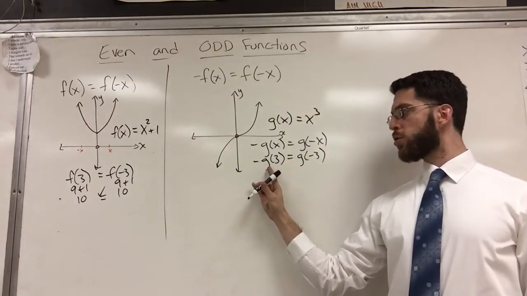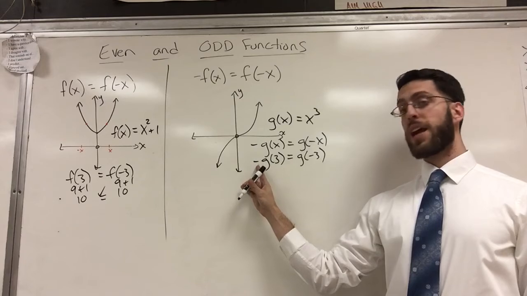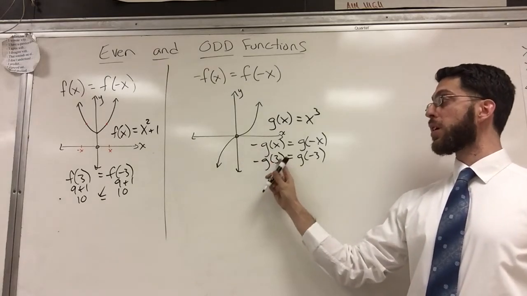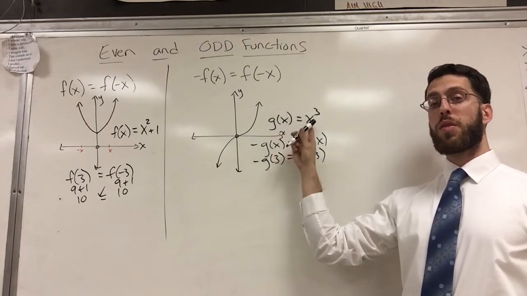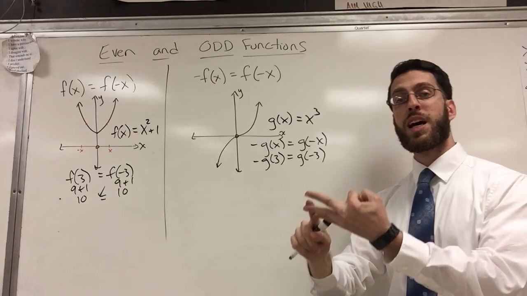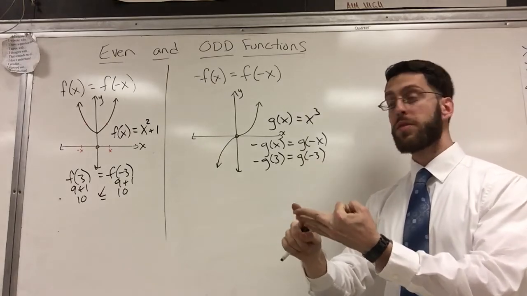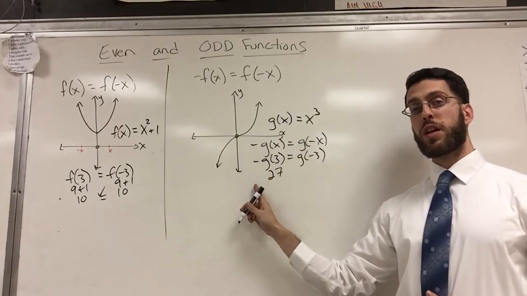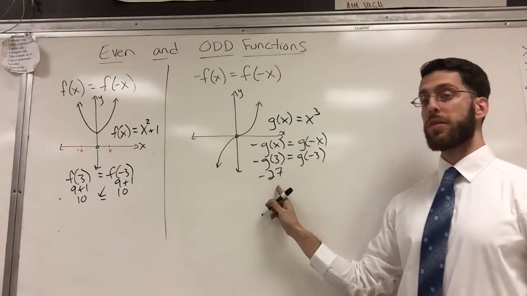Negative g of 3 means do g of 3 and then make the answer negative at the end. So I'm going to ignore that negative and just figure out g of 3. So that means take 3, plug it in here. 3 cubed is 3 times 3 times 3. 3 times 3 is 9. 9 times 3 is 27. So g of 3 is 27. Drop down the coefficient negative, making it negative 27.